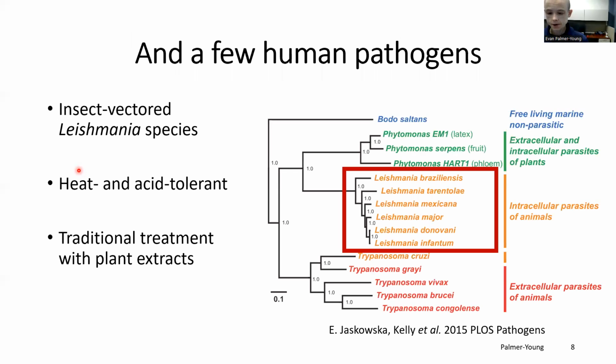There are even a few species that infect plants themselves, as well as a handful of insect-vectored Leishmania species that have managed to invade warm-blooded mammals and cause leishmaniasis, a major neglected tropical disease. Now, intriguingly, the high body temperatures and acidic intracellular pH found in mammal blood cells are thought to have been two major barriers to this host shift, while phytochemical-rich plant extracts have formed the basis of traditional remedies for infection.